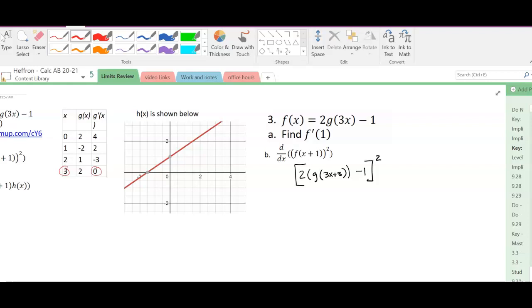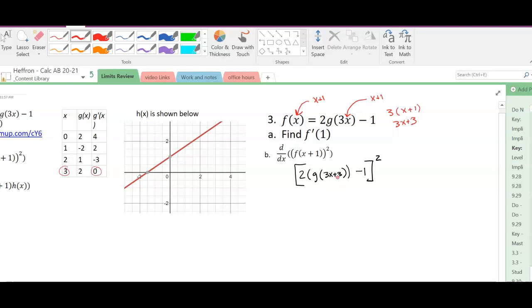So you've been asked for the derivative of f of x plus 1, all squared. And f of x was defined as 2g of 3x minus 1. So that means if this inner function this time is really x plus 1, then x is also really x plus 1. So it's 3 times the quantity x plus 1, or 3x plus 3. That's really the inner function.